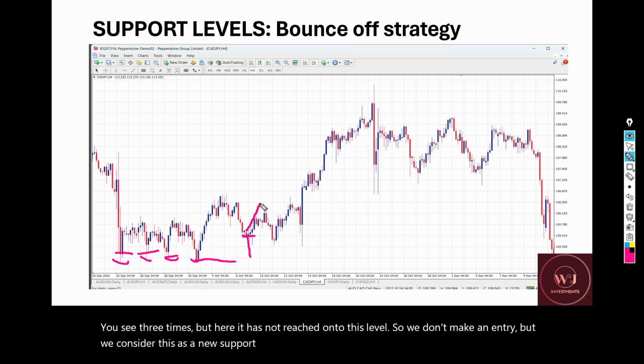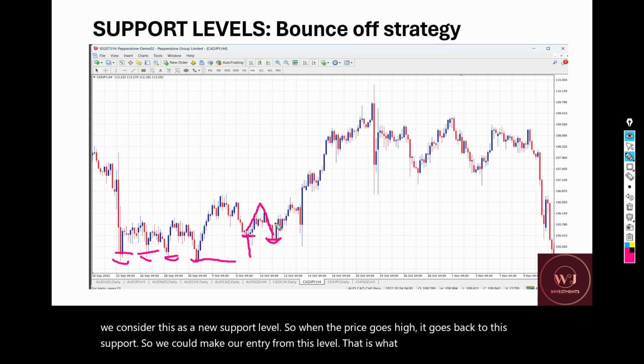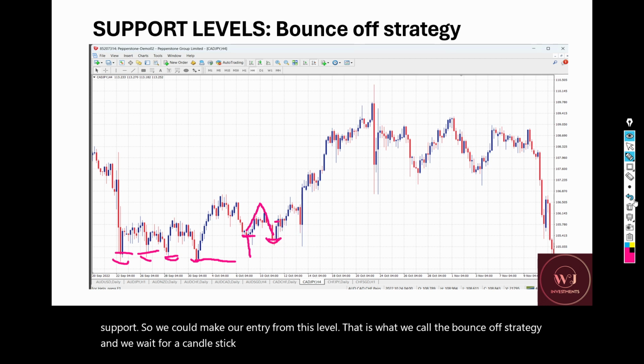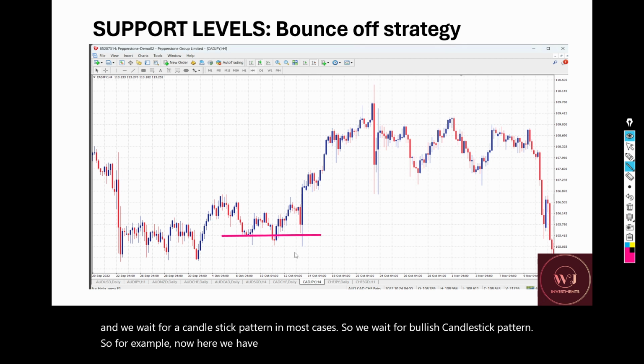So when the price goes high, it goes back to this support, so we could make our entry from this level. That is what we call the bounce off strategy. And we wait for a candlestick pattern in most cases. So we wait for a bullish candlestick pattern. For example, now here we have this new support level, and then we have this bullish candle, which is big, which preceded a doji.